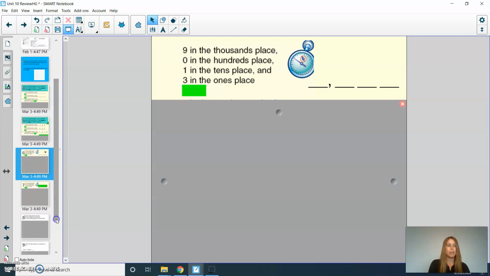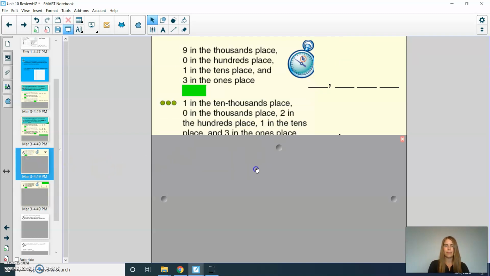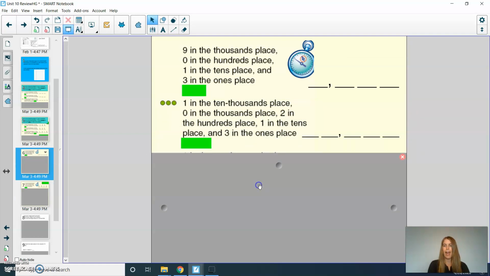If you need more time, press pause. But if you're ready, your number should look like this, giving you 9,013. For this next one, we're going to add another dash. So we should have 5 lines. And notice how after the second one, I have my comma.